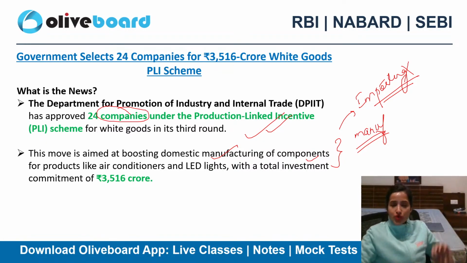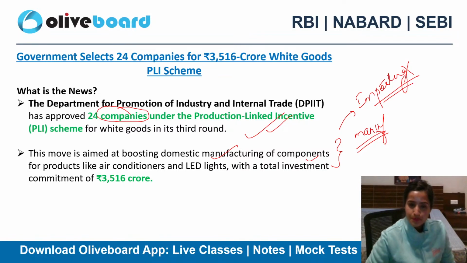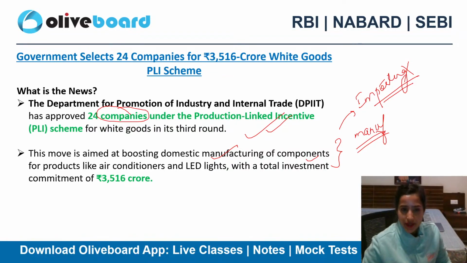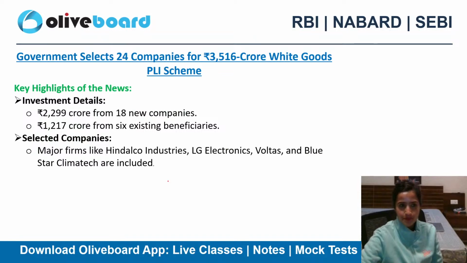So they have included in this ambit 24 companies. So what are they talking about? That if these 24 companies fulfill certain criteria, they manufacture the products domestically, they manufacture components domestically, then they will be provided with incentives, right? If they meet that criteria. So investment, how much investment is done? 3516 crore. This is important. This can directly be asked.